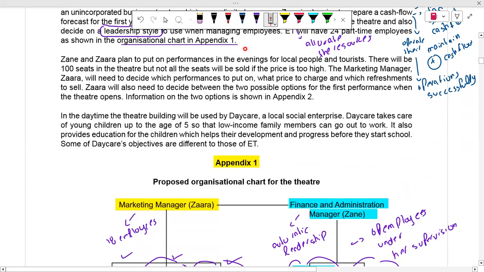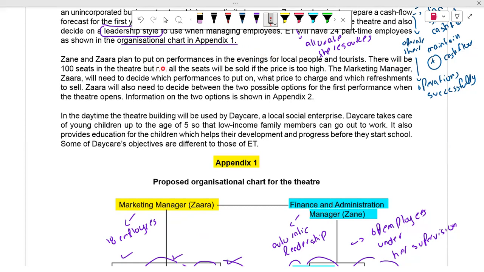Okay, so Zain and Zara plan to put on performances in the evening for local people and tourists. This is also one thing to attract the customers, like setting up the evening time, because they think that evening time would be best for tourists, because most of the tourists want to tour at the evening time. So maybe at the evening time they want to entertain themselves. So maybe they want to purchase their tickets from Zain and Zara.